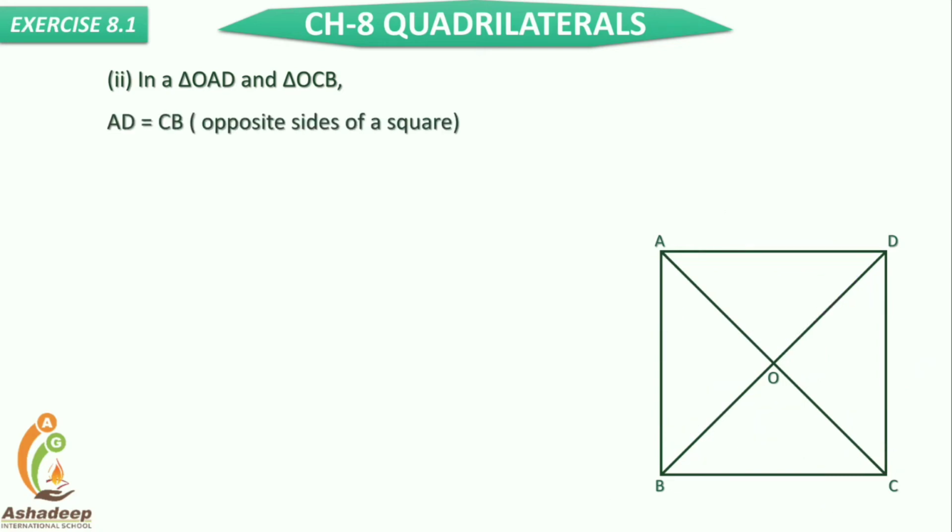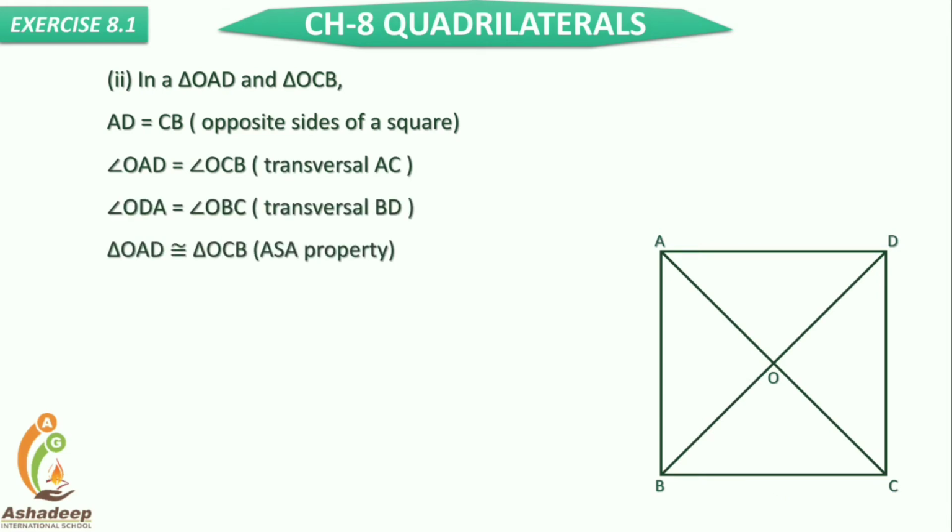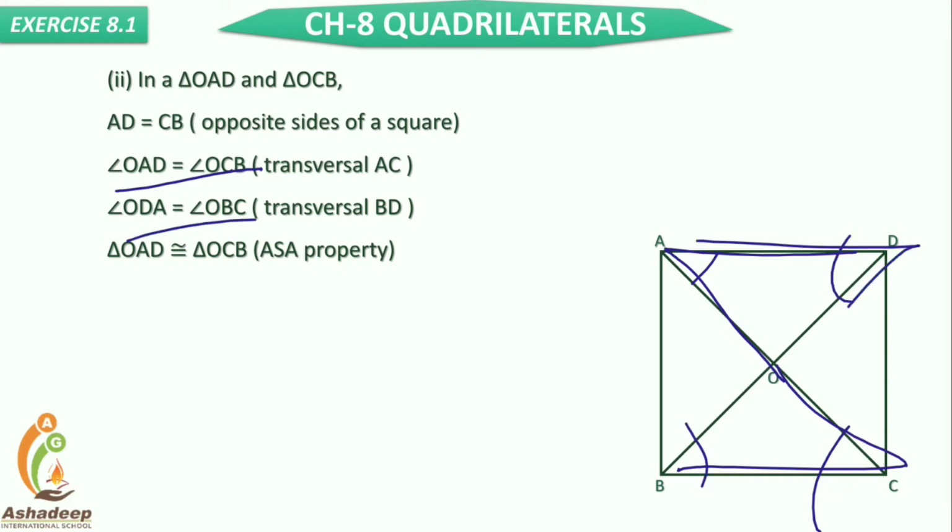Okay, so now let's move. AD is equal to CB, AD is equal to BC. Now see, angle OAD is equal to angle OCB, alternate interior angles. Similarly, angle D is equal to angle B, alternate interior angles, right? So both the triangles are congruent by the rule of angle, side and angle.